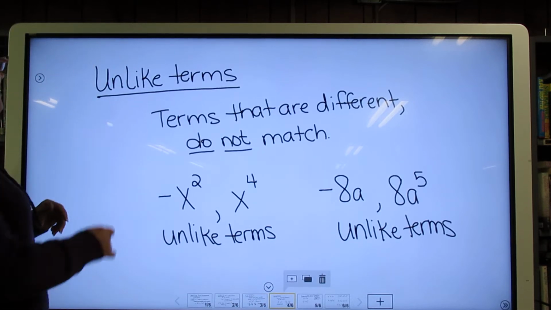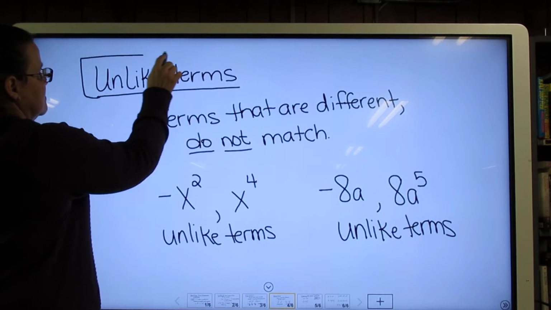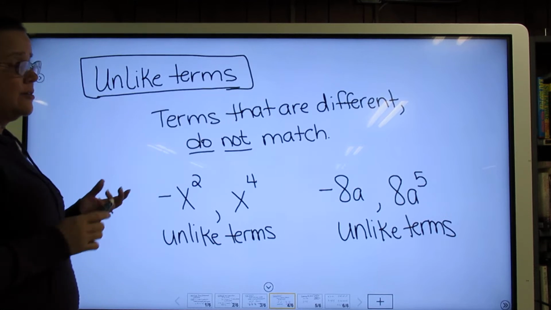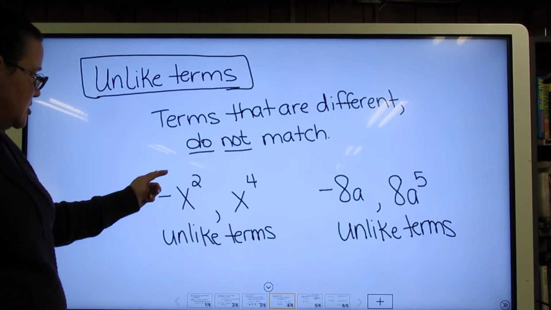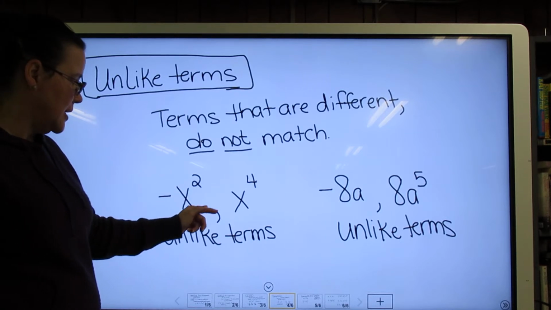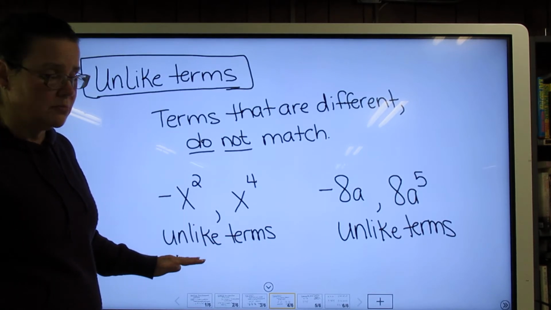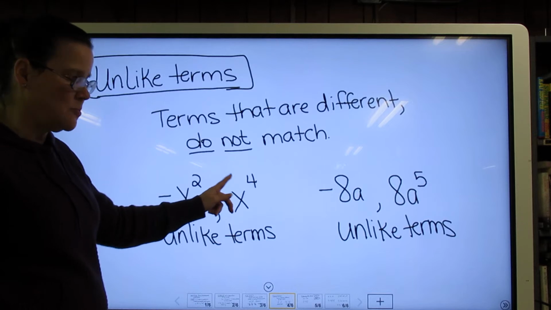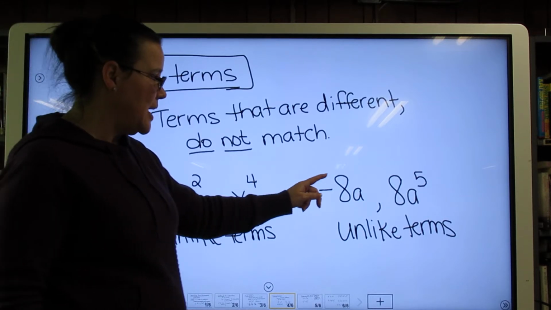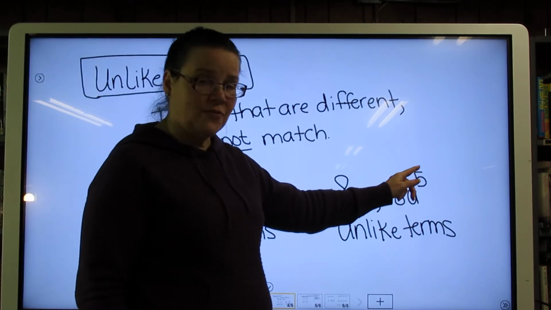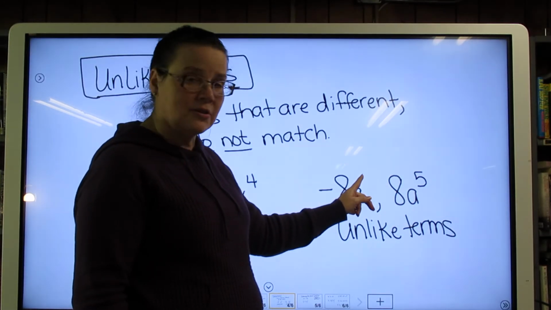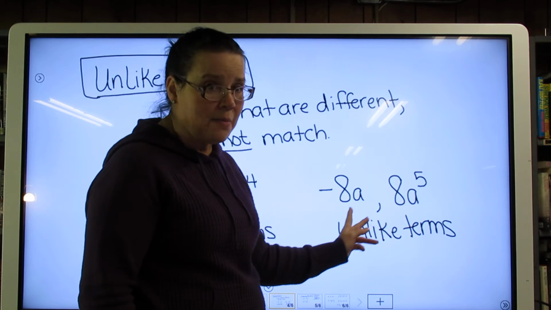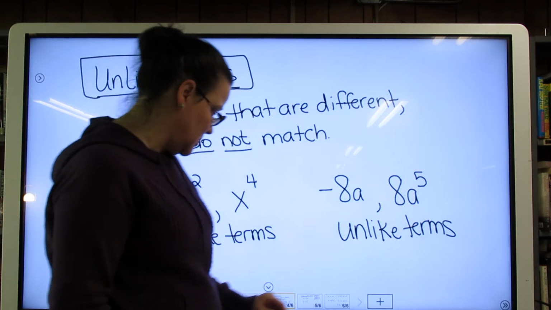Unlike terms are the ones that do not match. They are different from one another. Terms that are different do not match. Negative x squared and x to the fourth are unlike terms. They don't have the same raised power. Negative 8a and 8a to the fifth power are unlike terms because this a doesn't have the fifth power on it, so they do not match. So they are unlike terms.